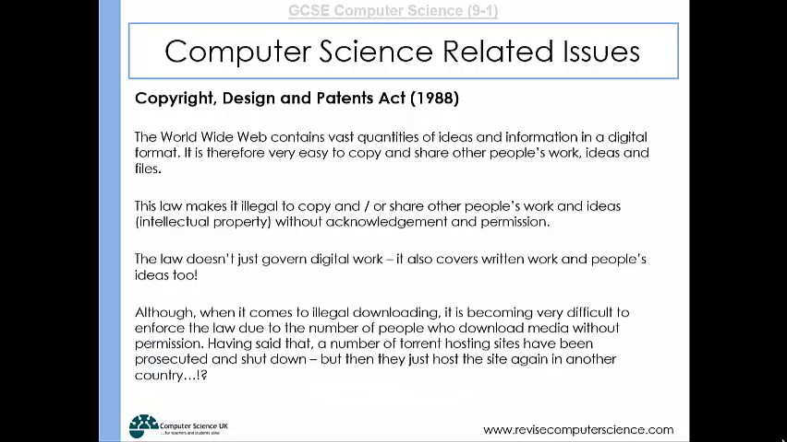Now, when it comes to illegal downloading, it's become very difficult to enforce the law due to the number of people who download media without permission. Having said that, a number of torrent hosting sites have been prosecuted and shut down, but then they're just hosted on another site again in another country. So it has to be understood that this law is there to protect people, and it's there to ensure that people's intellectual property isn't stolen and shared. But it's very, very difficult with the modern world, with the internet, with technology developing very, very quickly. It's very difficult to fully enforce in lots of situations.